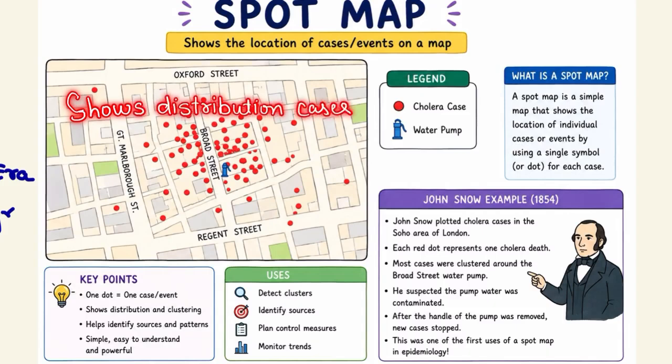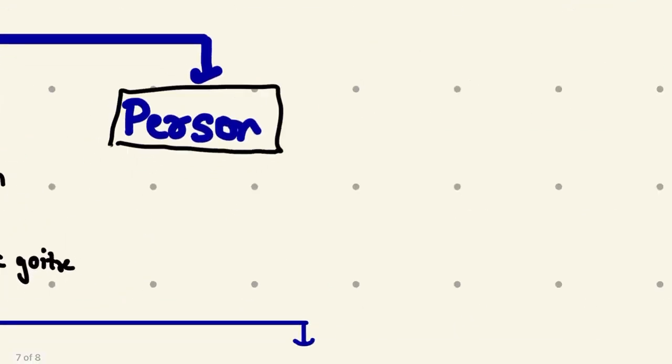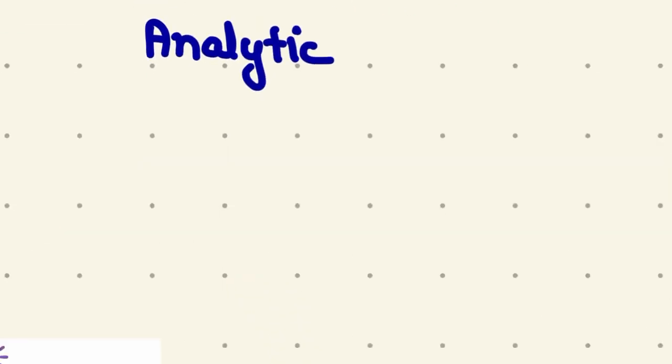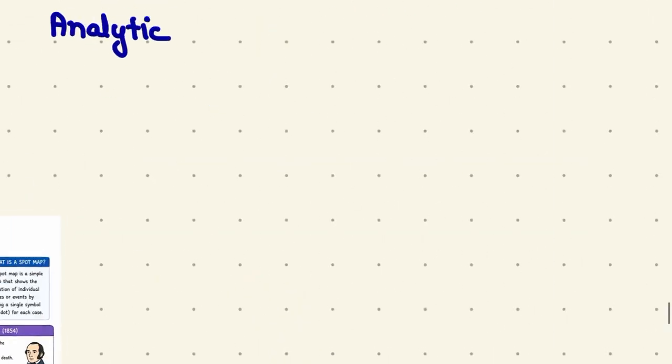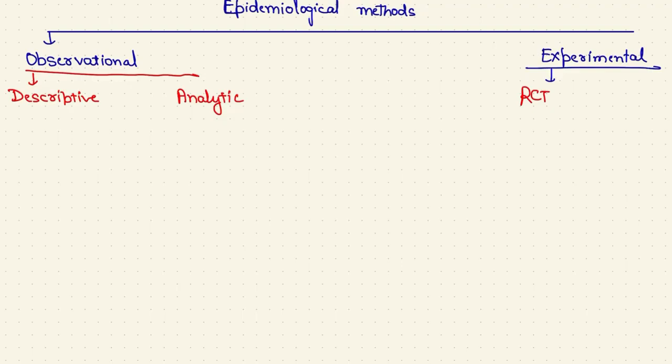It shows the distribution of cases, helps to identify the sources and pattern, and it is simple, easy to understand. Now, person variation can be because of age, occupation. Then comes the analytical studies. So, epidemiological methods में हमने observational, experimental देखा. Observational में descriptive और analytic. Descriptive में time, place and person और analytic में cohort and case control studies आती हैं.